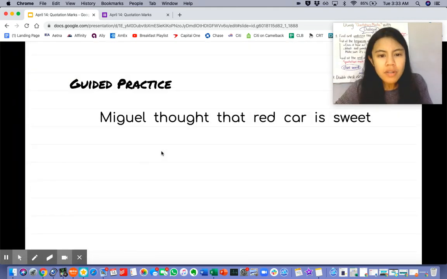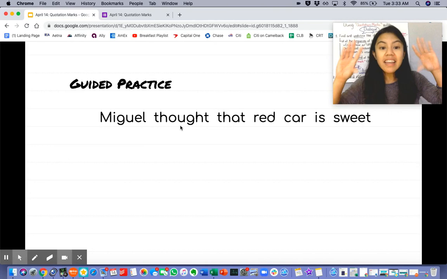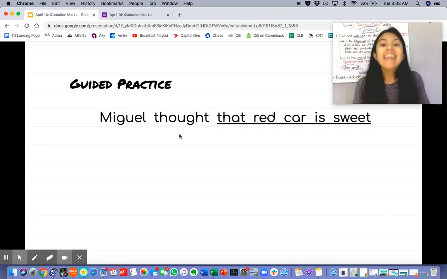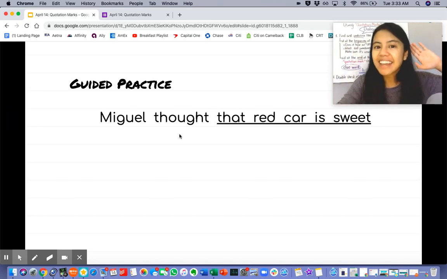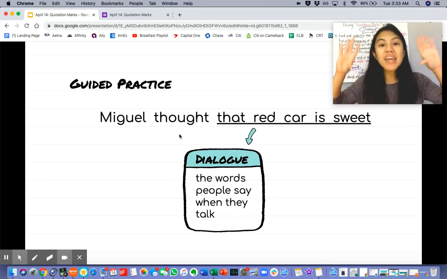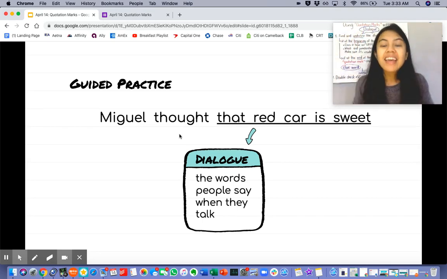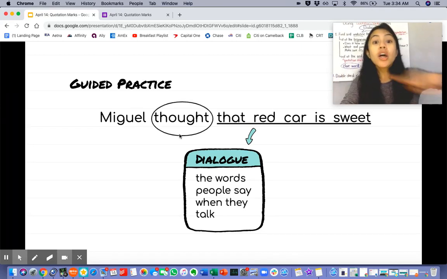Scholars, notice when I read, I'm looking for any clue words and the dialogue. My dialogue is that red car is sweet. Show me a yes if you got that. Good. Remember, dialogue is the words people say when they talk. Dialogue is the words people say when they talk. Yes, you got it. I knew that this was the dialogue because our clue word was the word thought, which is a little bit different.